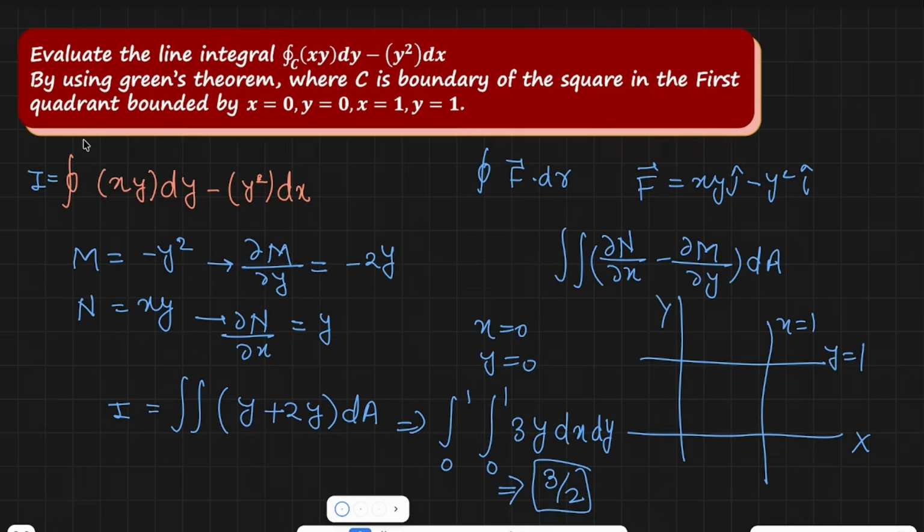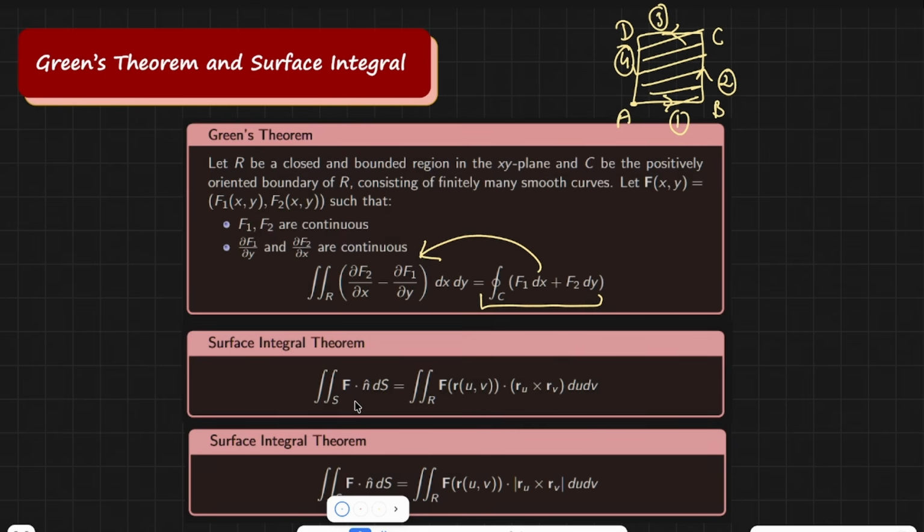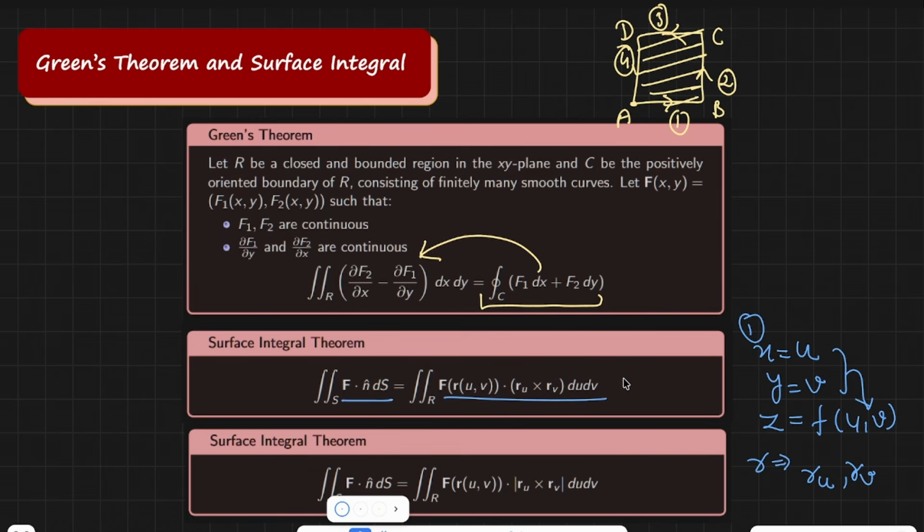So let's come back to the formula slide. These are the formulas. Whenever you have F dot n cap dS, then you convert. First of all, your target should be to consider x equals u, y equals v, and z in terms of u and v using these relations. This should be your first target. Then second, you find r, the position vector. Then you find the partial derivative with respect to u and the partial derivative with respect to v, and then you apply this formula. That will be the surface integral.